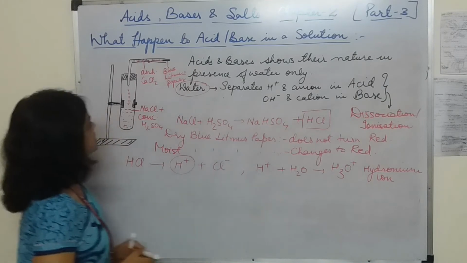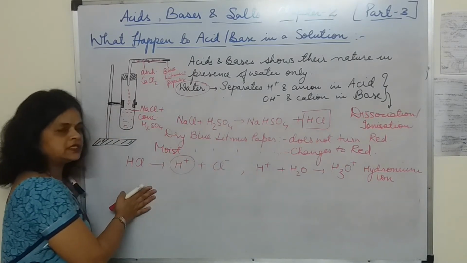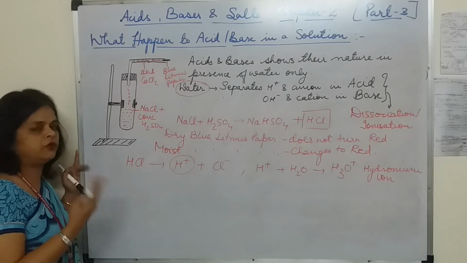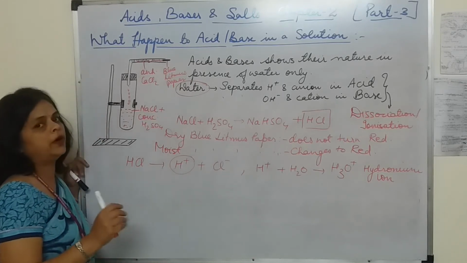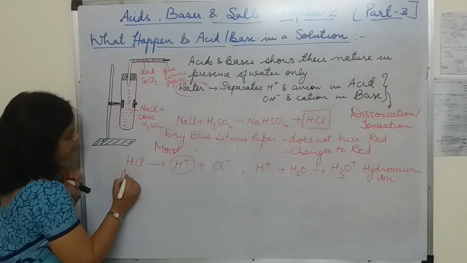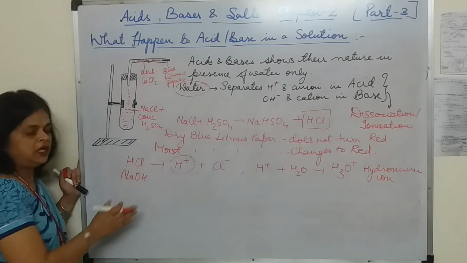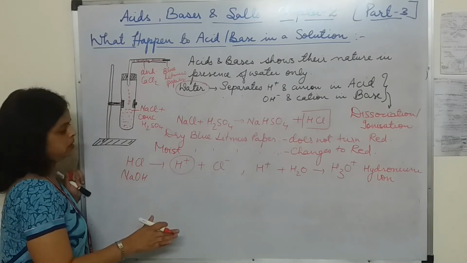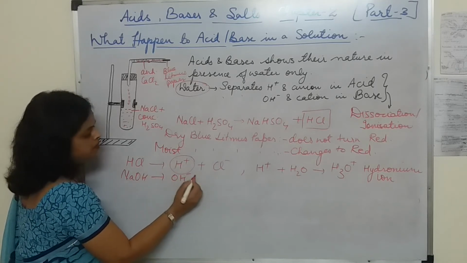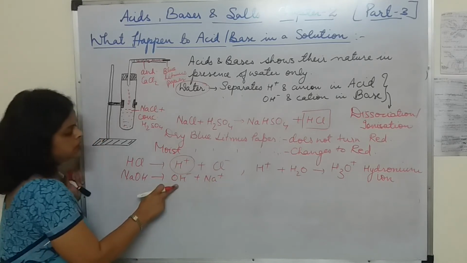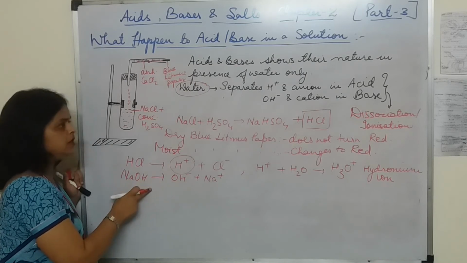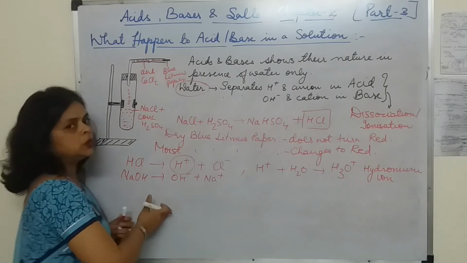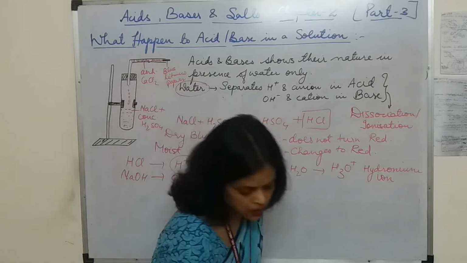Okay, so here we can say that for an acid to be called an acid, it requires water. Similarly, for a base to be called a base, it requires water. For example, if NaOH has to be called a base, it requires water. Only in the presence of water will it dissociate to form OH minus and Na plus. So OH minus ions will be given only and only in the presence of water. So in this activity we concluded the importance of water.